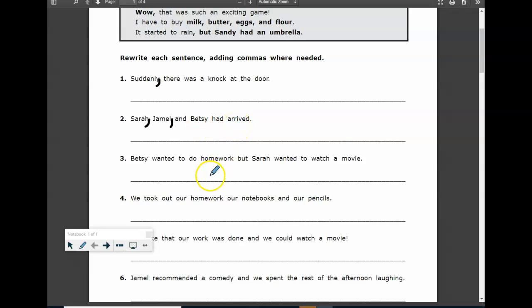All right, let's go ahead and try. Don't forget to rewrite this sentence. Make it the correct way.